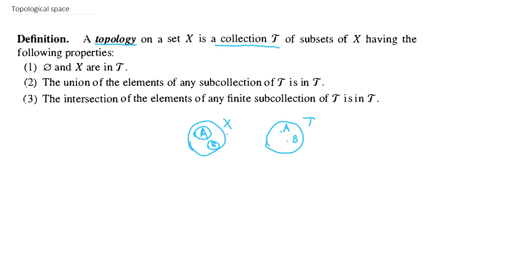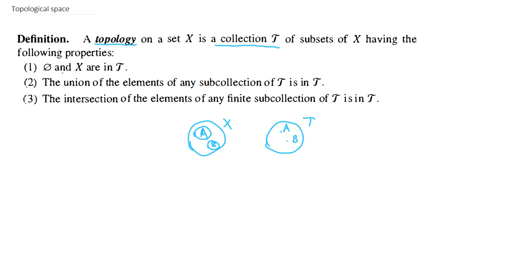But the problem is that we don't allow all the subsets of X to be the elements of T, because we need to give the topology a special property. So we don't allow all the subsets of X to be in T. And those properties are listed here. There are three properties. If a subset of X satisfies those three properties, then it can be an element of the topology T. And the three properties are like this.